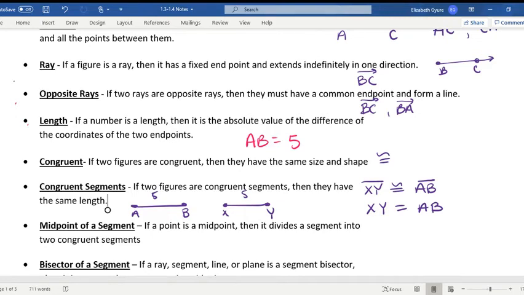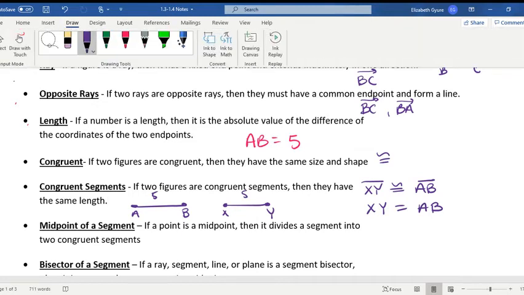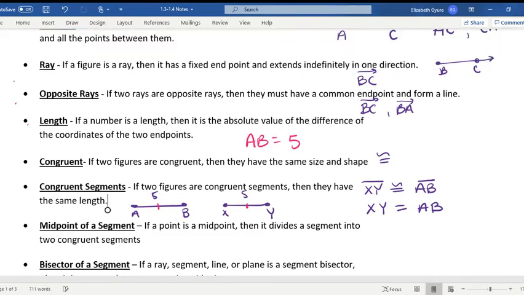And then another important thing to mention is that sometimes your pictures will use some labeling. If things are congruent, then that's marked with little dashes. So if each segment has one little dash in it, that means they're congruent. If they each have 2 little dashes, that means they're congruent, and so on.